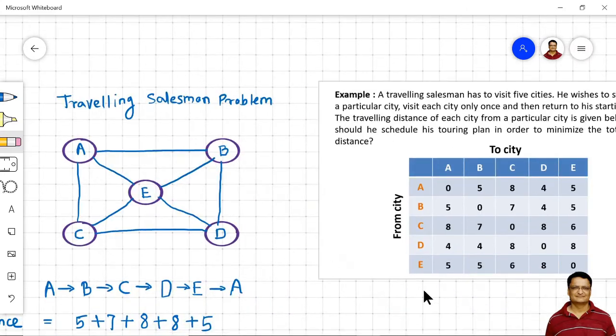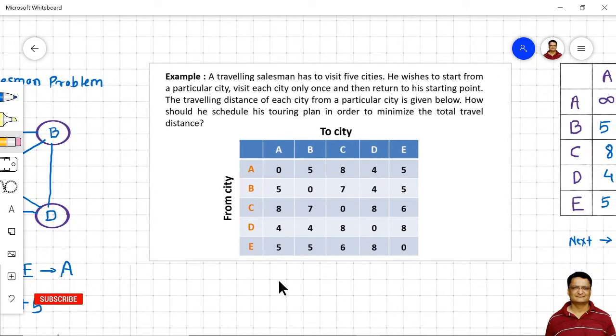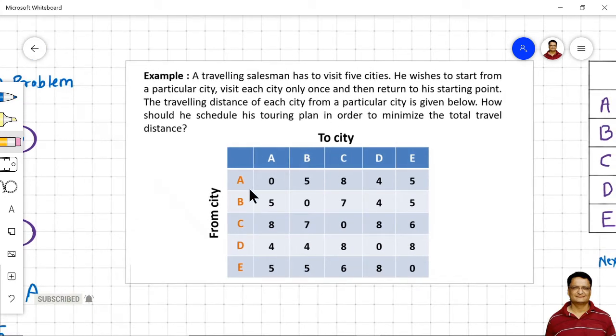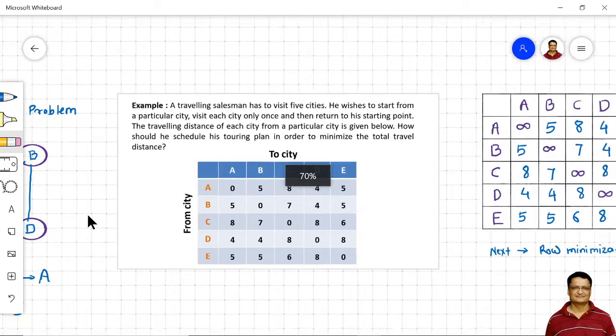The problem statement given is like this. A traveling salesman has to visit 5 cities. So A, B, C, D, E are the 5 cities. He wishes to start from a particular city, visit each city only once and then return to the starting point. The traveling distance of each city from a particular city is given in the following table. How should he schedule his touring plan in order to minimize the total travel distance?